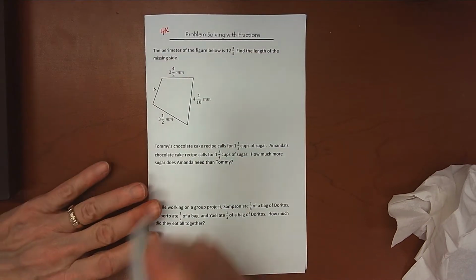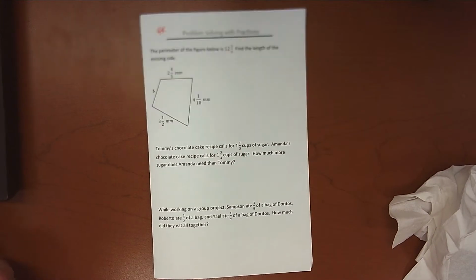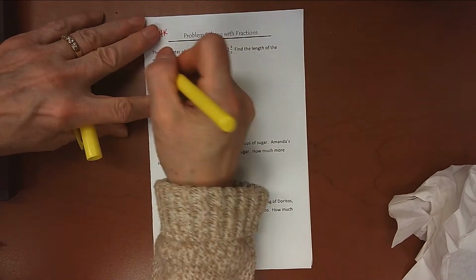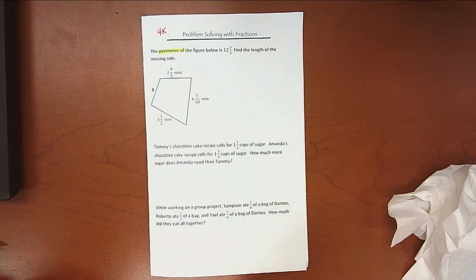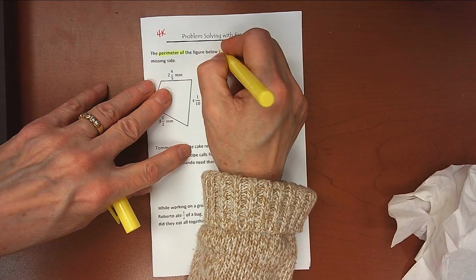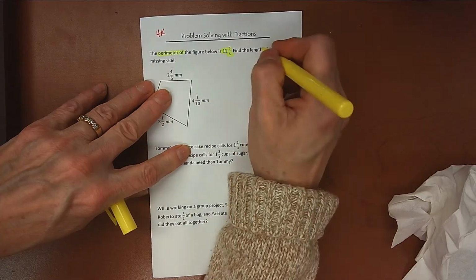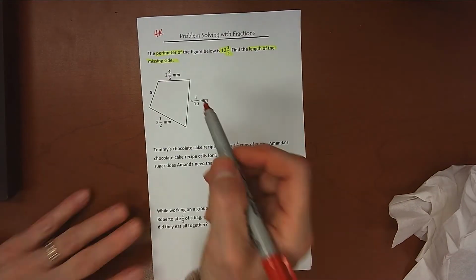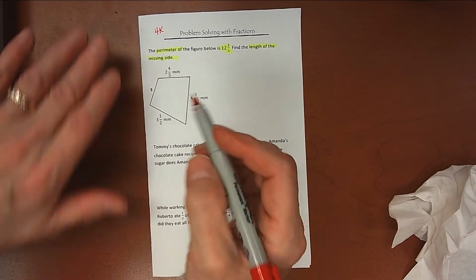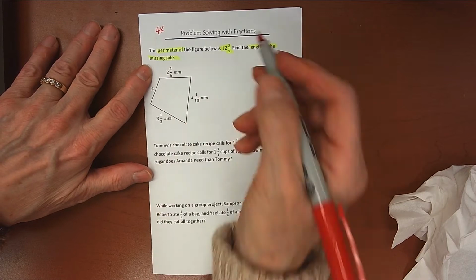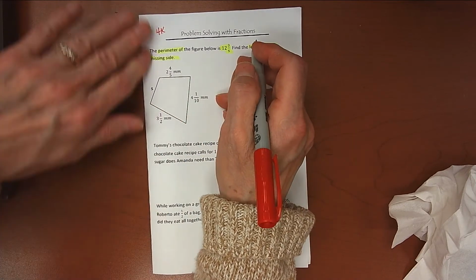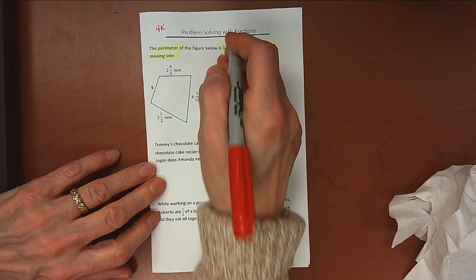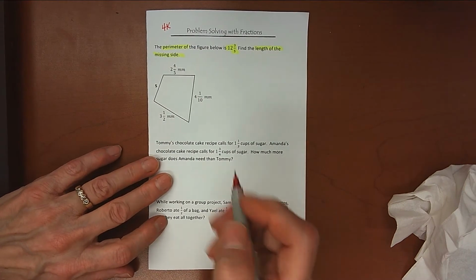So our first problem says that the perimeter, the distance around the outside edge of this figure, is 12 3/5. And we need to find the length of the missing side. So we know if the distance around the outside edge is 12 3/5, we can take these three that we know and subtract them from 12 3/5. So we're going to add these three together first and then subtract that sum from 12 3/5.